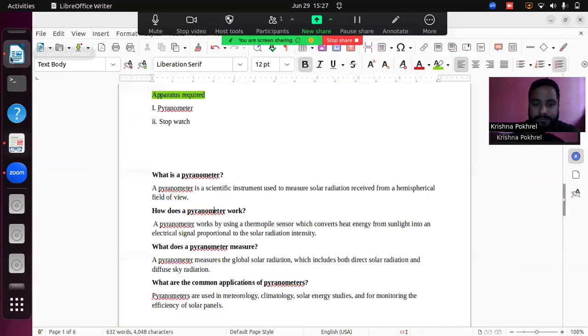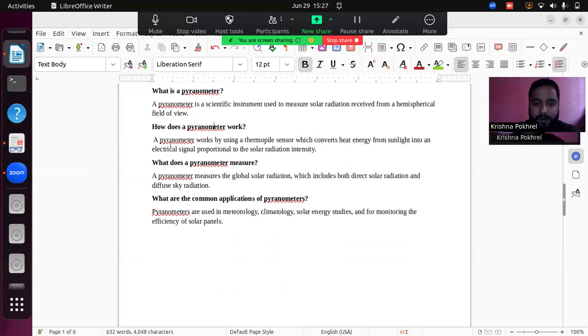Now I'd like to come to this question. How does a pyranometer work? A pyranometer works by using a thermopile sensor, which converts heat energy from sunlight into an electrical signal proportional to the solar radiation intensity. That means whenever the solar radiation intensity increases, the rate of conversion of heat energy from sunlight to electrical signal increases proportionally. What does a pyranometer measure? A pyranometer measures the global solar radiation, which includes both direct solar radiation and diffuse sky radiation.